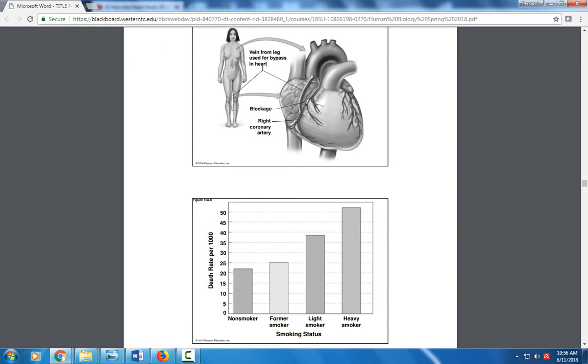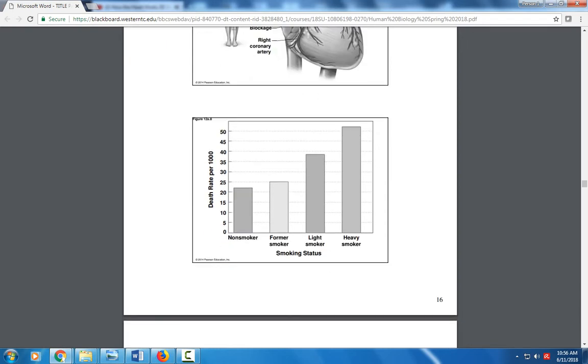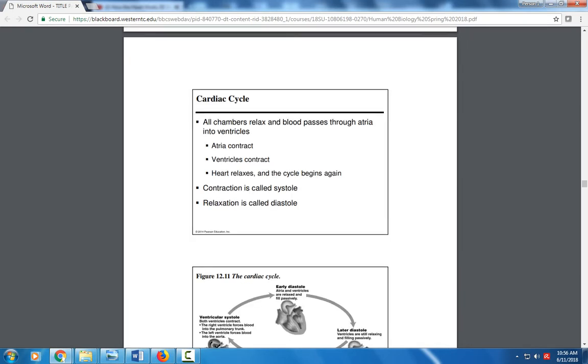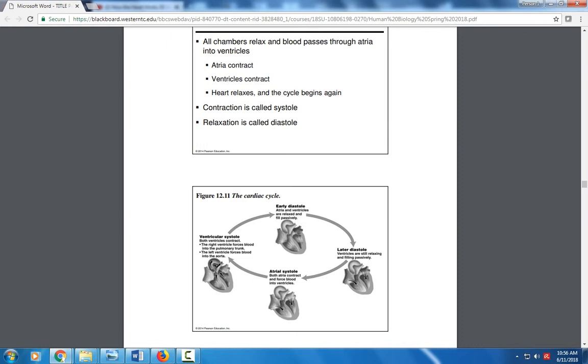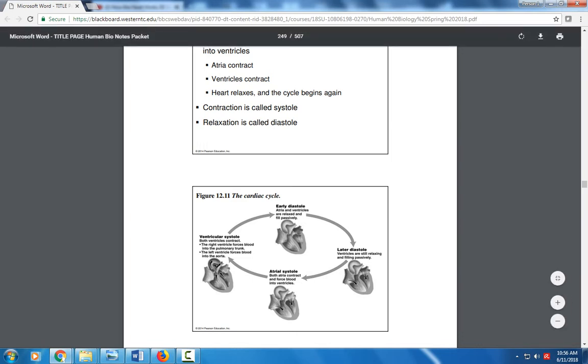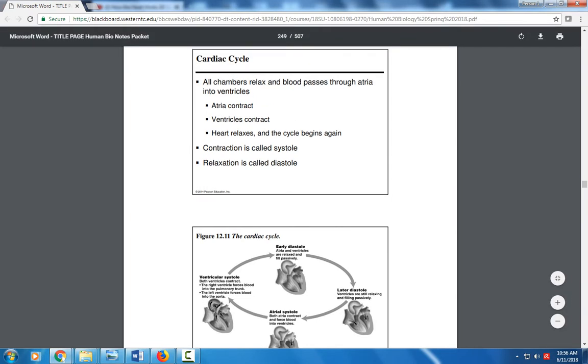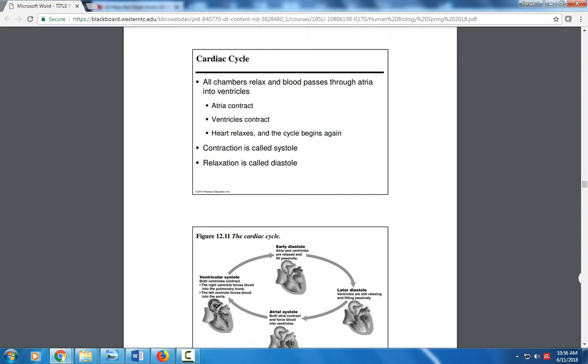So looking at the blood flow through the heart, we see that the atria contract first, then the ventricles contract, and the contraction of the ventricles is called systole. Relaxation is called diastole. So systole, diastole are two terms you should know. Systole means contraction, diastole means relaxation.